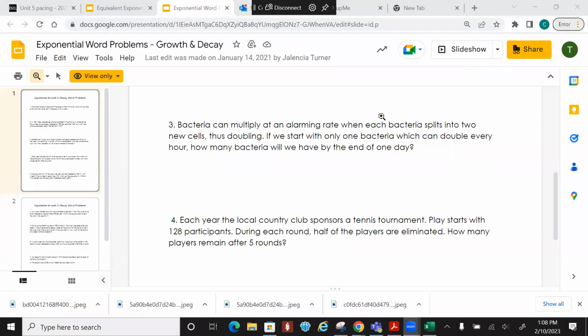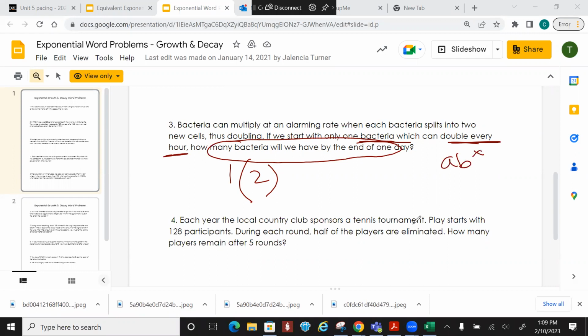That makes sense. All right, so on number 3, a bacteria can multiply at an alarming rate. We start with 1 bacteria, and it doubles every hour. How many bacteria will we have at the end of the day? So what is the exponent that we're going to raise it to? Are we going to use the continuous formula? So this is going to be a times b raised to the x, which is what we've been working with, right? Very similar to what we saw earlier.